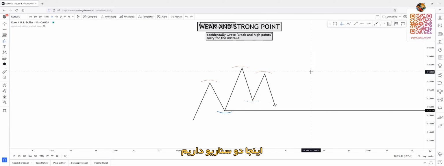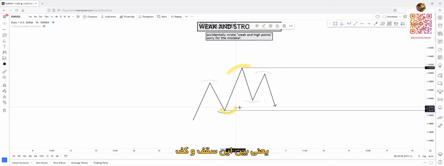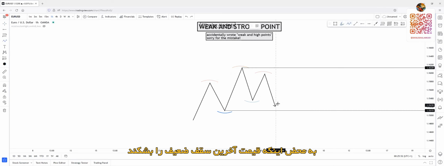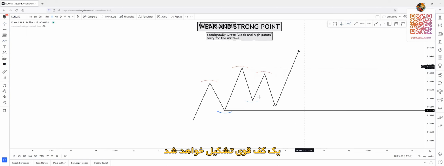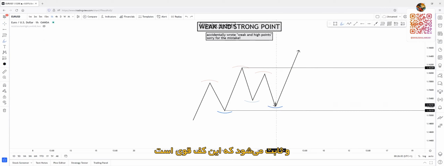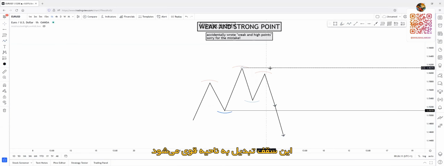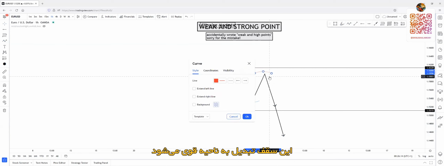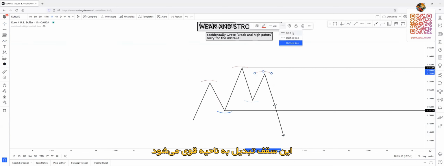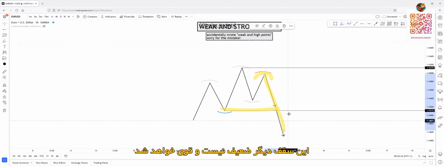We have two scenarios here. Actually, price is moving in this range, so between this high and between this low. As soon as price breaks through this last weak high point, a strong low will be formed. So as you can see, this low broke through the last weak high point, so this proves this low is strong. The second scenario is if price breaks through this last strong low point, this high will become strong from weak. So if price breaks through the last strong low point, this high became strong from weak.